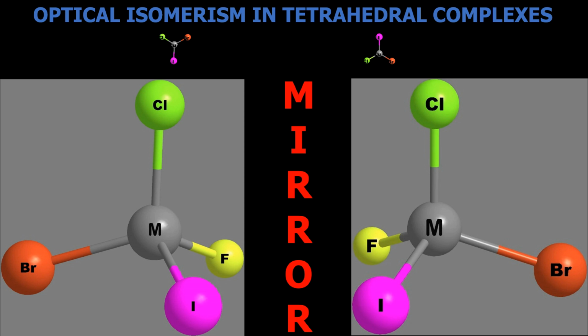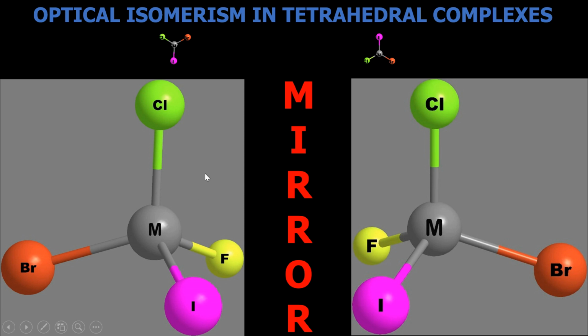If the mirror images of 2 isomers are superimposable on each other, then you will say that there is no optical isomerism. But if the mirror images are not superimposable on each other, then you will have to say that these are the enantiomers, that is, they are the optical isomers.